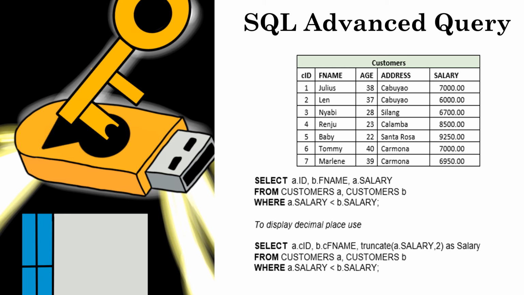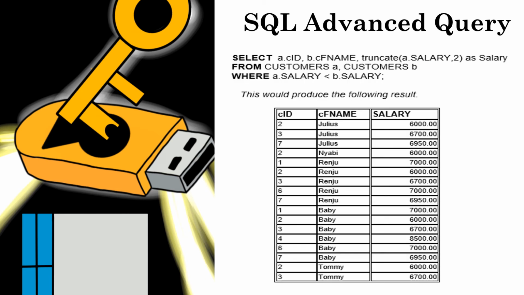To display the decimal places used: SELECT a.seed, b.cfname, TRUNCATE(a.salary, 2) to display two decimal places AS salary FROM customers a, customers b WHERE a.salary < b.salary. So this will generate this kind of result or output.